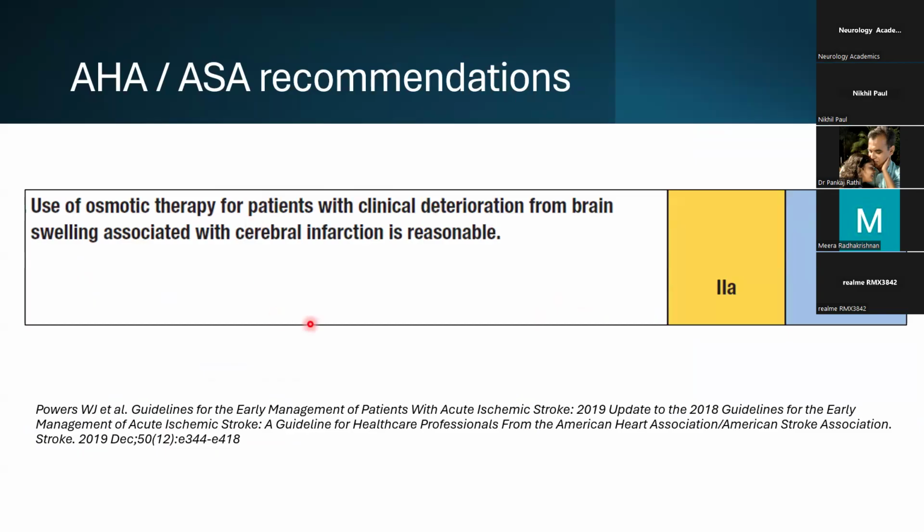Finally, we look at the AHA recommendations for stroke edema. What they say is that use of osmotic therapy with clinical deterioration from brain swelling is reasonable. They have given it a class 2A recommendation.